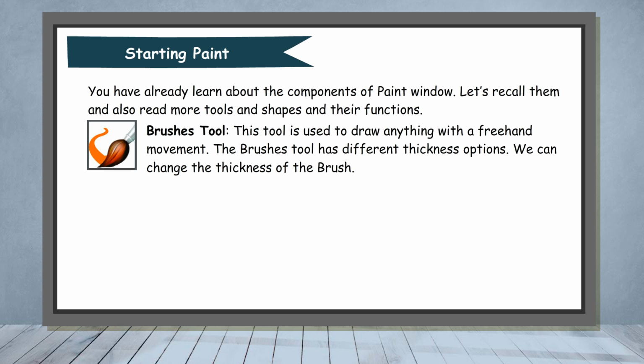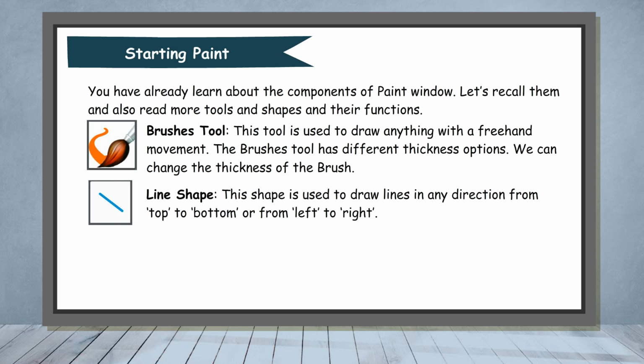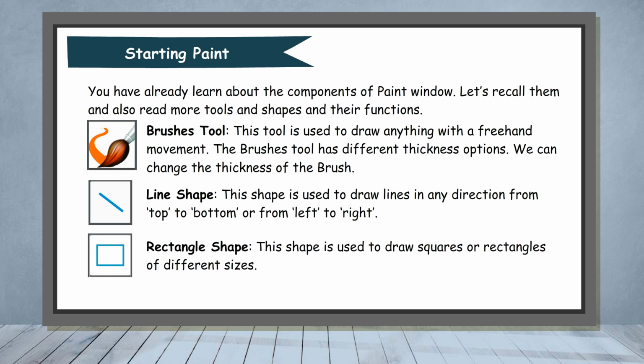The Brushes tool has different thickness options. We can change the thickness of the brush. Line shape. This shape is used to draw lines in any direction from top to bottom or from left to right. Rectangle shape. This shape is used to draw squares or rectangles of different sizes.